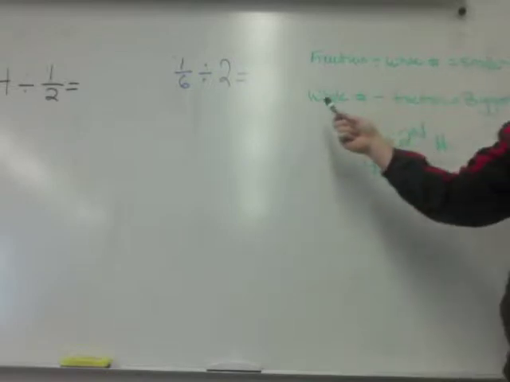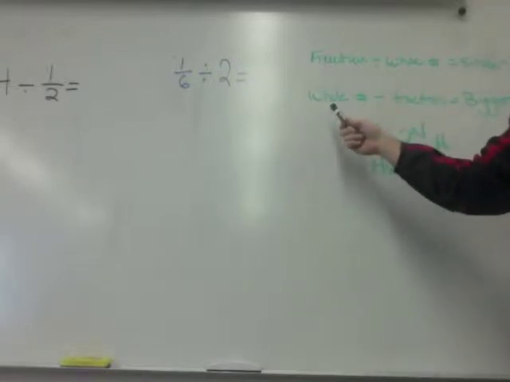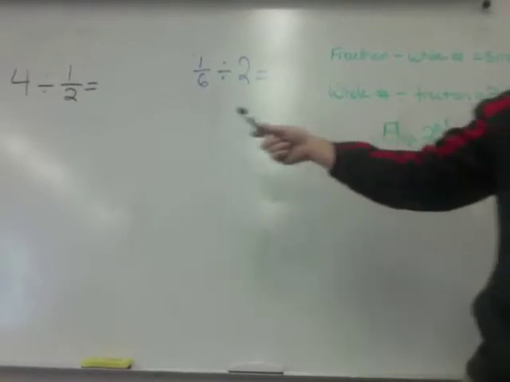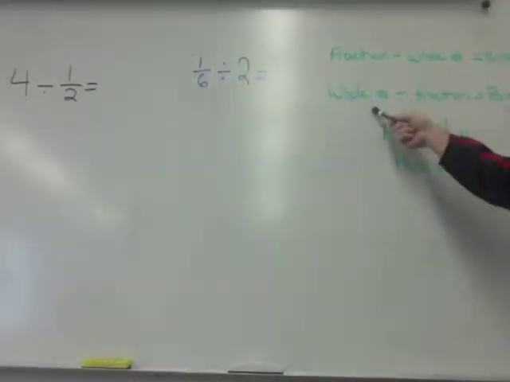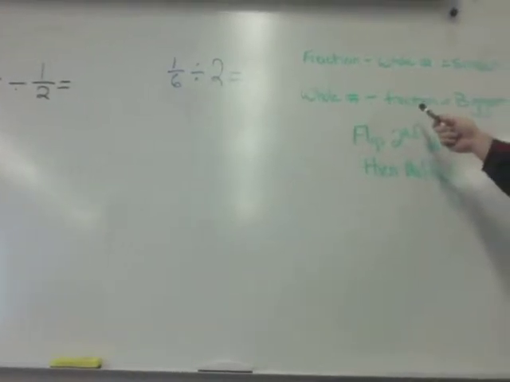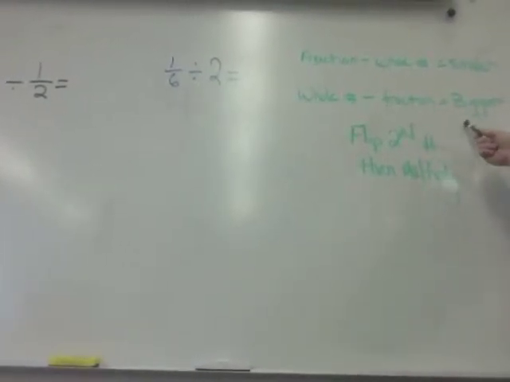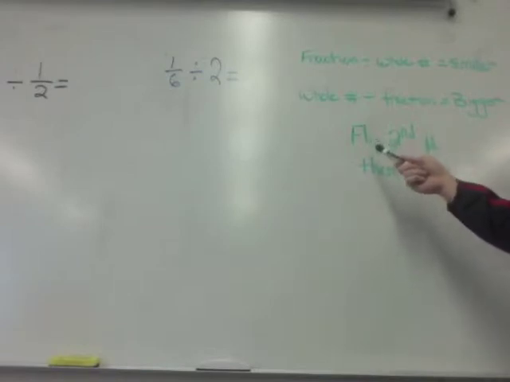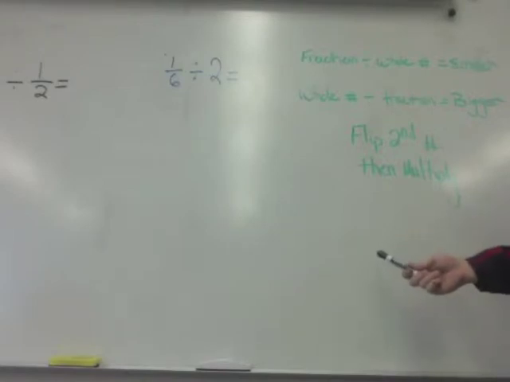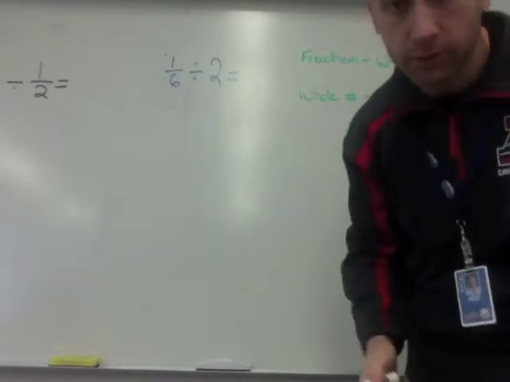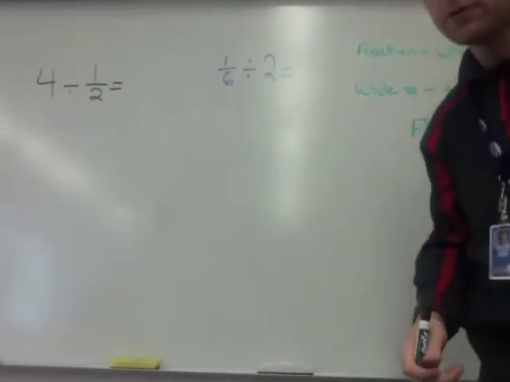Okay? The second thing to remember is if you have a whole number, like this problem right here, and you divide it by a fraction, your answer is going to get bigger. And then the other thing, remember, you flip the second number and then you multiply. That's all you have to do. Just flip the second number and then you multiply. So let's do a couple with models really quick.